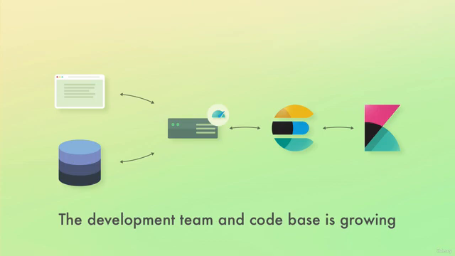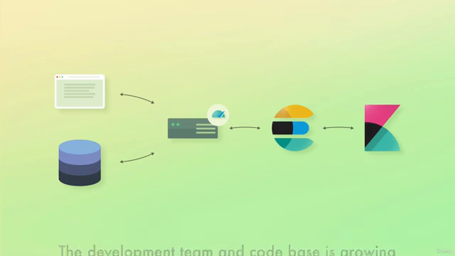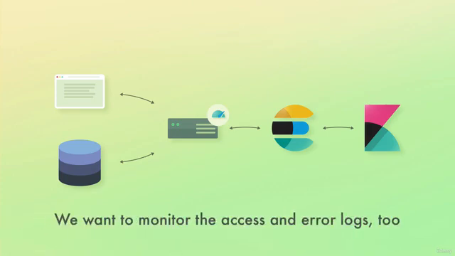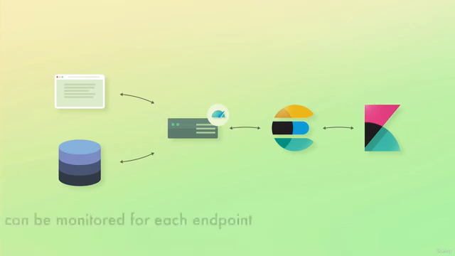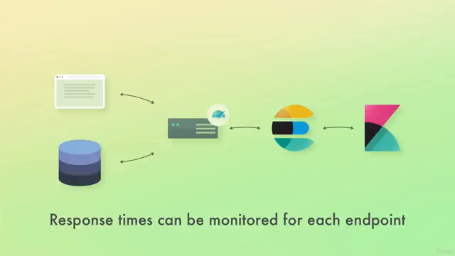Apart from monitoring system level information on our web server, we want to monitor two more things: the access and error logs from our web server. While we do make use of Google Analytics on the website, the access log can provide us with some useful information, such as how long it took the web server to process each request.